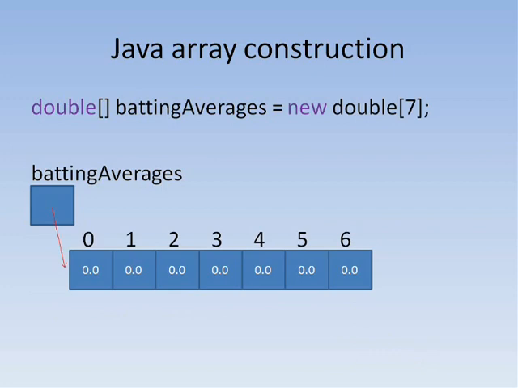Inside the brackets, we indicate the size of the array. In this case, 7. In Java, arrays are indexed beginning with 0, so the entries of the array are numbered 0 to 6. A common mistake is to try to access element 7 if you declare an array of size 7. Once we've created the array, we can go ahead and assign a value at location 5.